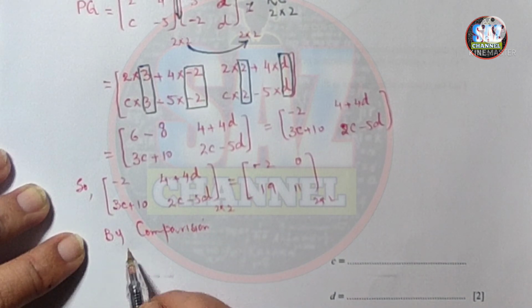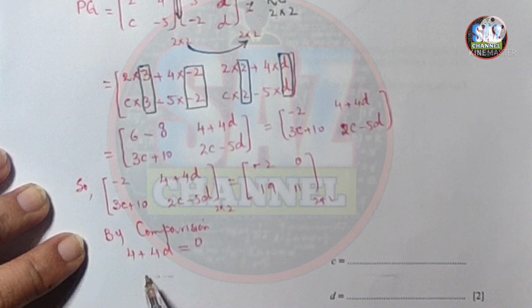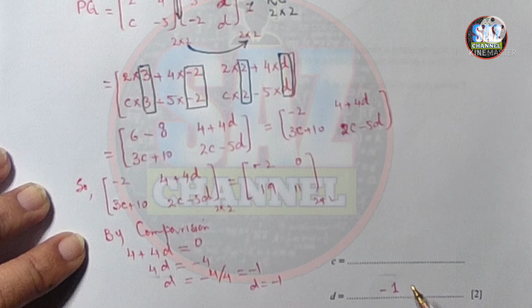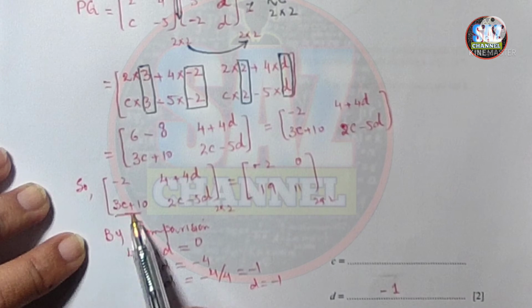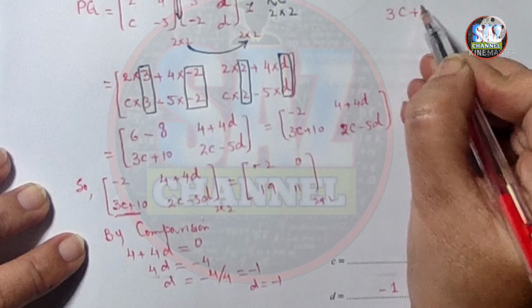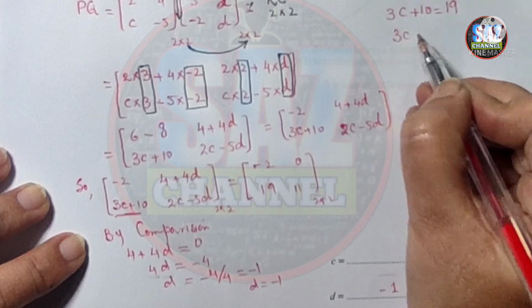4 plus 4d equals 0, so 4d equals minus 4 and d equals minus 4 by 4, which is equal to minus 1. So d equals minus 1. Now either I can get the value of c from here or from this place. I will prefer this place. Try to use that place. That will put you in less calculations, so that you can avoid unnecessary working and mistakes.